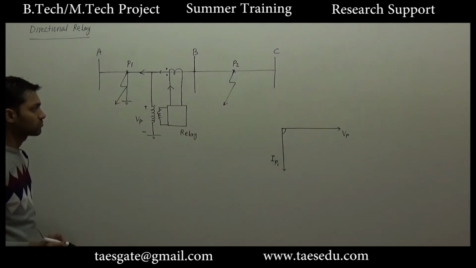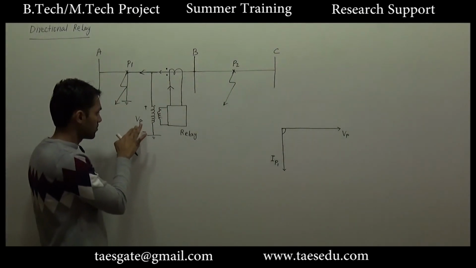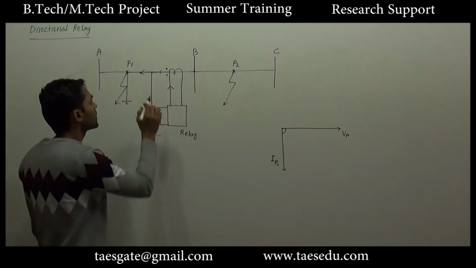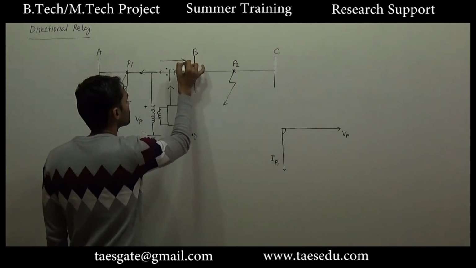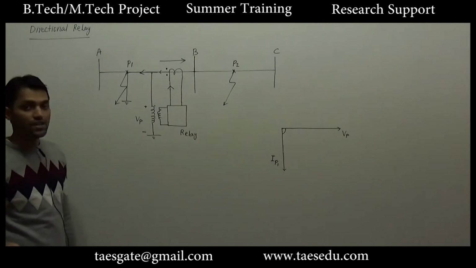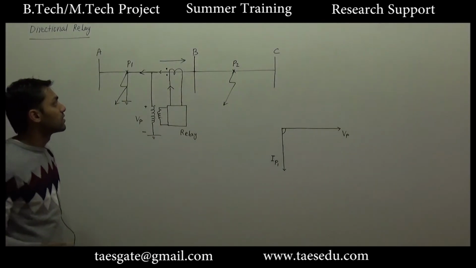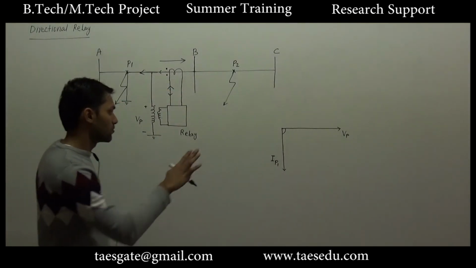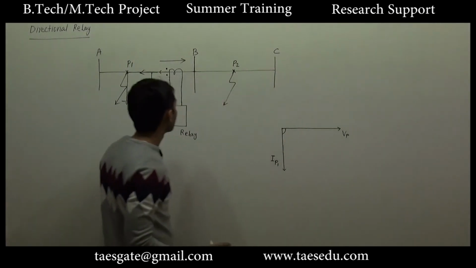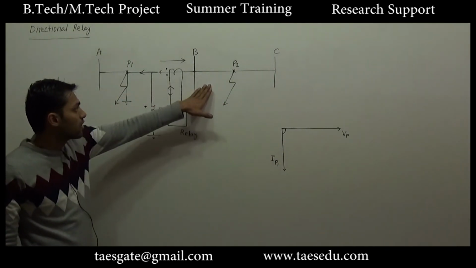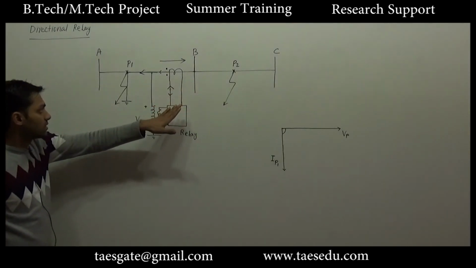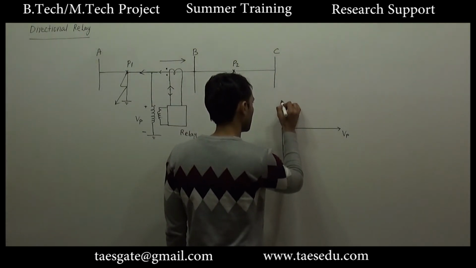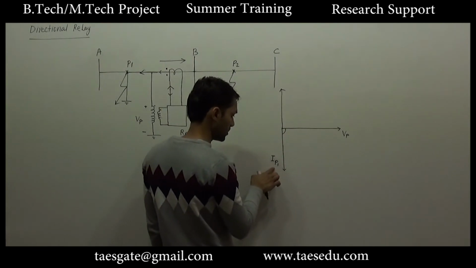So for this fault, again we will have a potential drop across the winding of the potential transformer, but now the direction of fault current will be reversed in the main line, and if this direction is reversed, the current in the secondary of the current transformer will also get reversed. So the reference of voltage will be the same, but now the new fault current is in the opposite direction to the previous fault current. So the phasor of the new fault current should be in the opposite direction to the previous fault current.